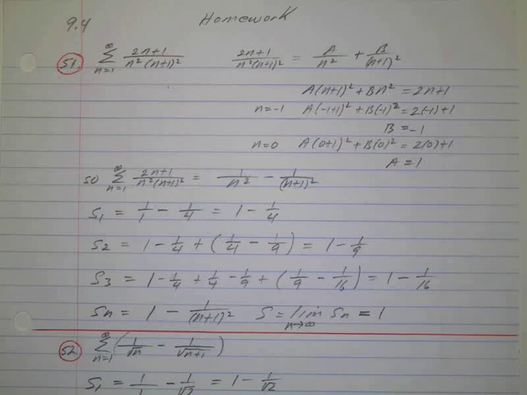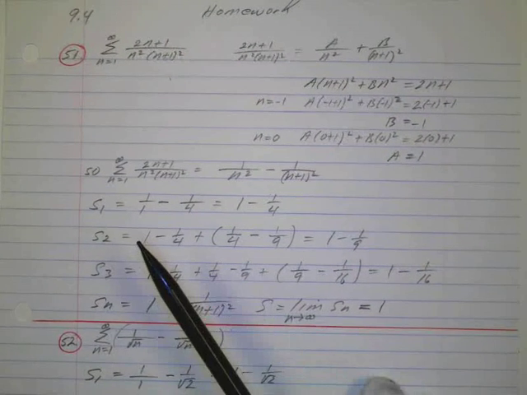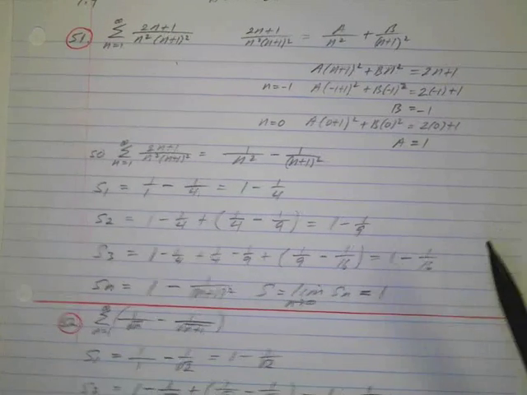Okay, some more exercises from section 9.4. This is number 51. And again, we're going to have to use partial fractions to break this up and get a separation, separate this into a couple of terms. So you can use the telescoping series approach here.